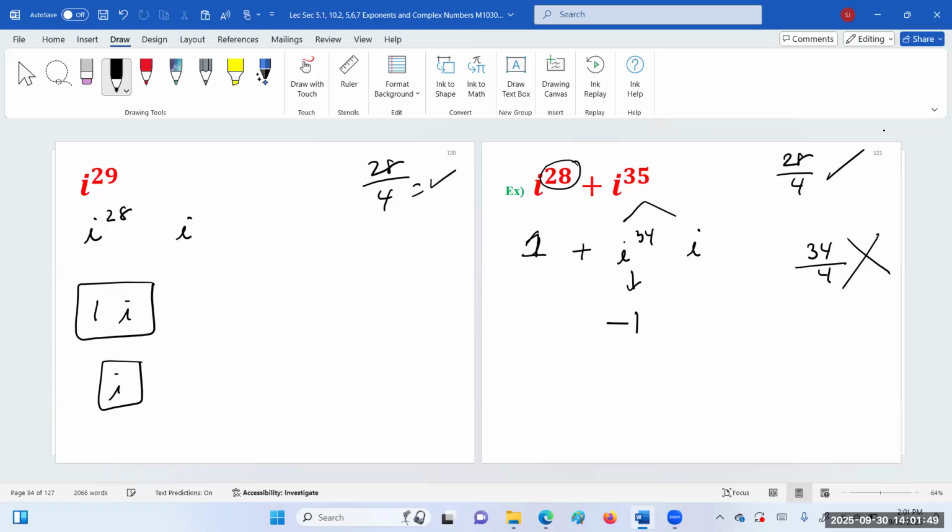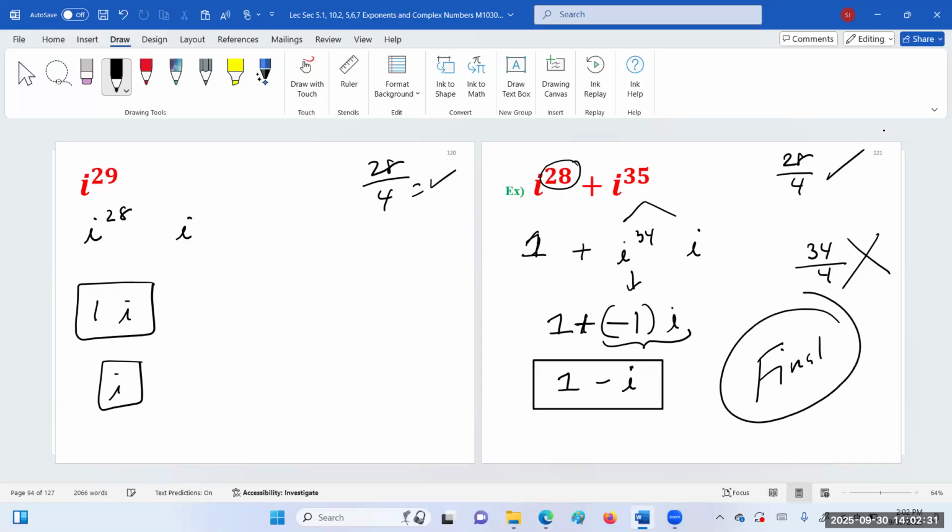So what do you get from i to the 34? -1. So you have 1 times -1 plus -1 times i, which is what? Really? 1 plus -1 times i. You have to do the multiplication first. 1 minus i. Can you subtract i from 1? No. You're lost? You're okay? So we are doing two math together now. 28 gives us 1 and 35 gives us -i. And then you put them together, 1 minus i. And actually in the final exam, they like to give a combination.